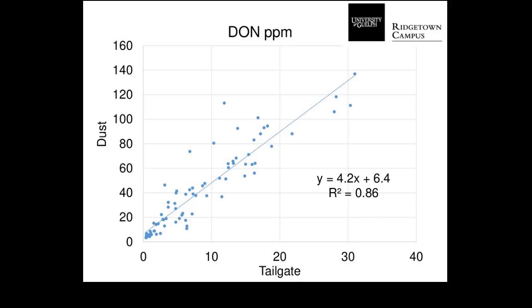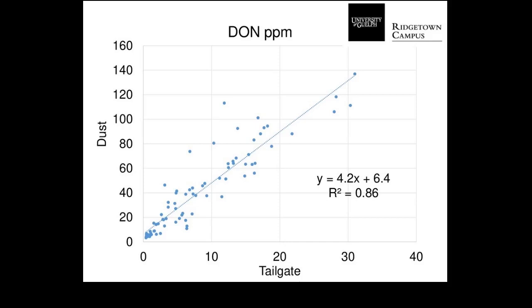And so what we did was we plotted this, and there's about 4 times as much DON in the dust as there is in the grain. And we have a reasonably good agreement. We need to do more of this to make sure that we're getting the right answer. But we're fairly confident that this will be a useful tool.